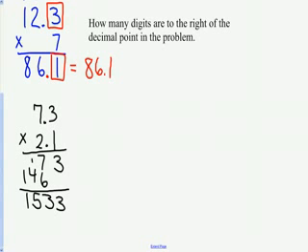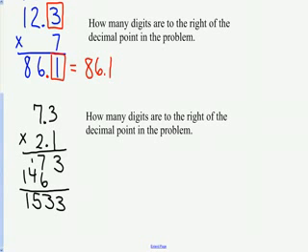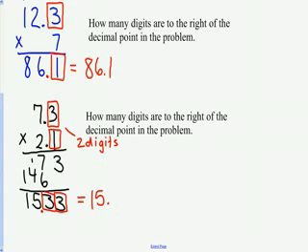And again I have to ask myself, how many digits are to the right of the decimal point in the problem? When I look at this problem, I see that the 3 is to the right of the decimal point, and the 1 is to the right of the decimal point. So I have 2 digits in the problem that are to the right. So in my answer I have to have 2 digits to the right of the decimal point. That's going to mean this 3 and this 3 are both going to be to the right of the decimal point, 15.33, or 15 and 33 hundredths.